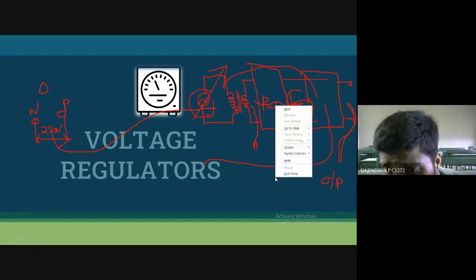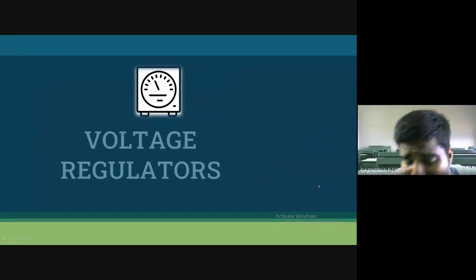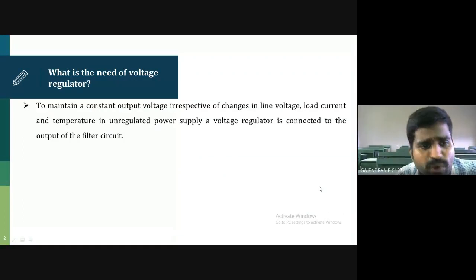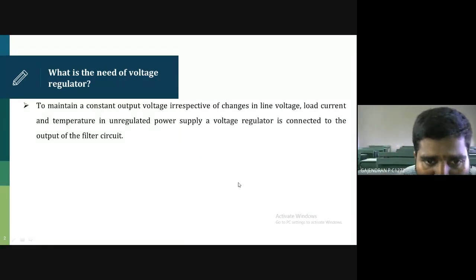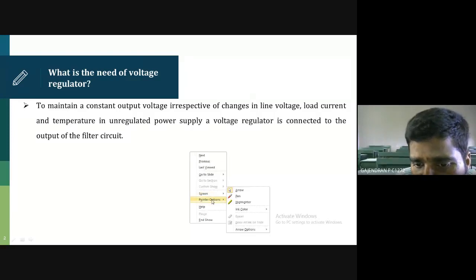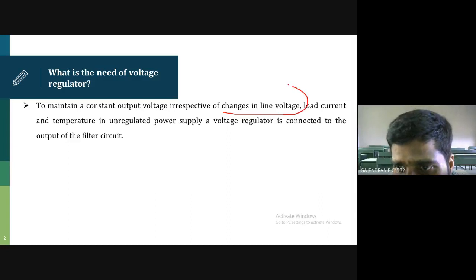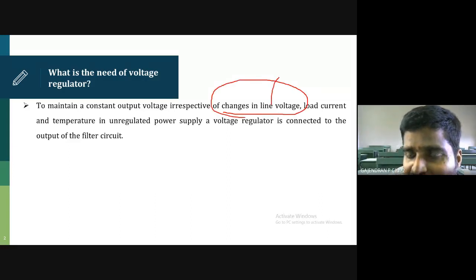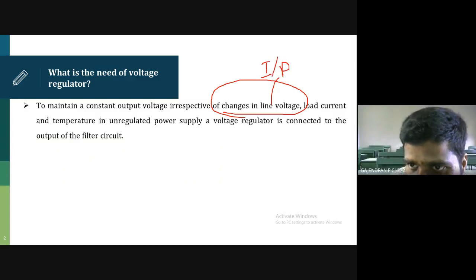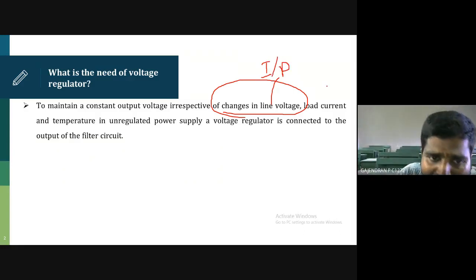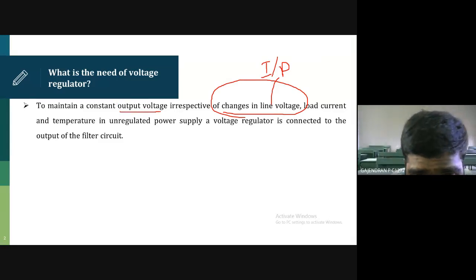Is it clear, sir? This is the first and foremost one. I need to keep remember, whenever my input voltage varies, that is change in line voltage. Change in line voltage is nothing but my input voltage. So input voltage மாறுச்சுன்னா என்ன ஆகும்? என்னோட output voltage vary ஆகும்.